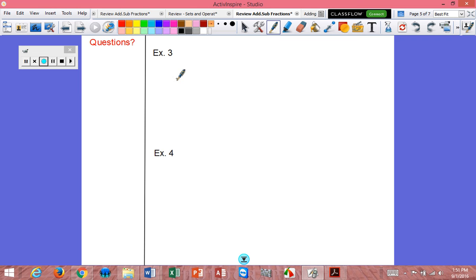Alright, example 3. Now what if I had something like 1/2 plus 1/5? Okay, these do not have common denominators, and they have to have a common denominator if we're going to operate with them. So I want to think of the smallest number that is a multiple of both 2 and 5.